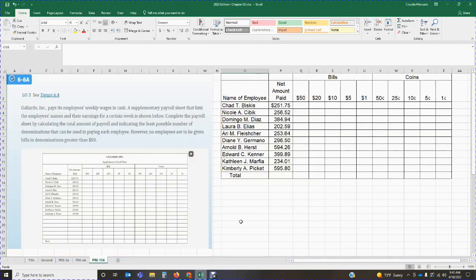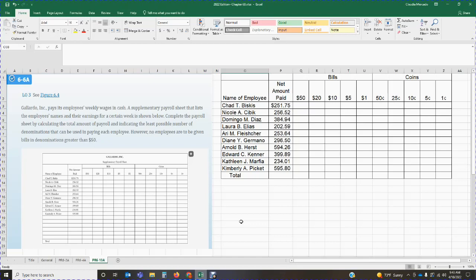Okay, so the problem that we're going to be covering is problem 6-6A. It says Gallardo Incorporated pays its employees weekly wages in cash. A supplementary payroll sheet that lists the employees' names and their earnings for a certain week is shown below. We have to complete the payroll sheet by calculating the total amount of payroll and indicating the least possible number of denominations that can be used in paying each employee.